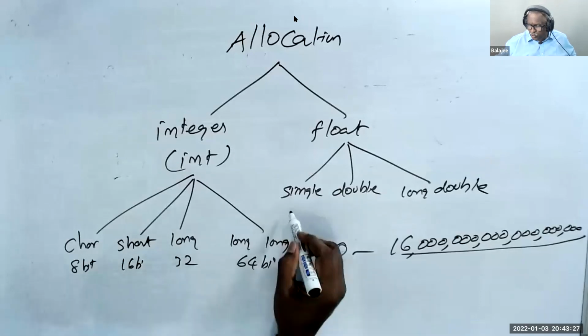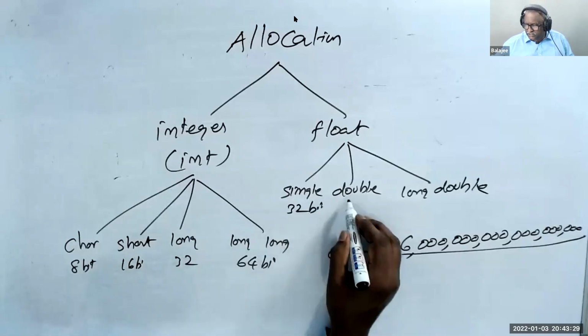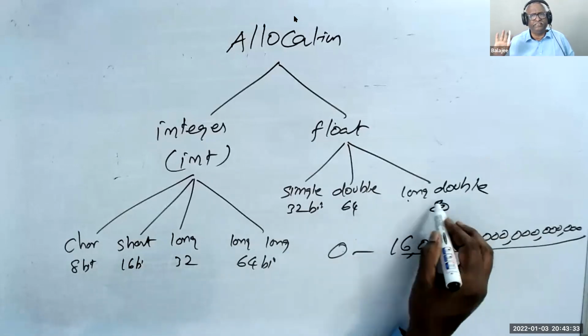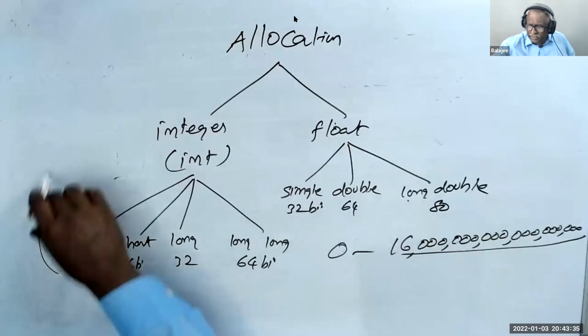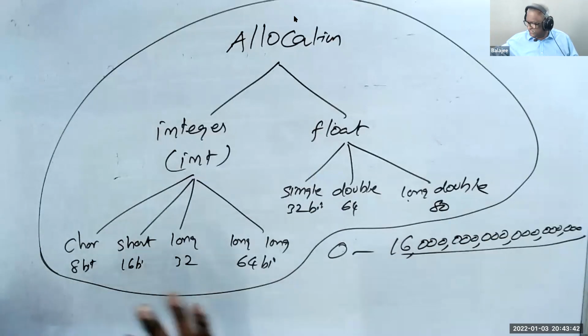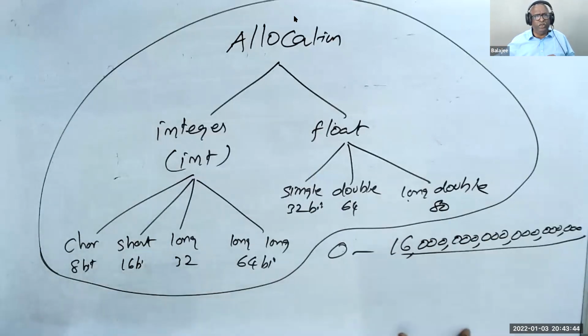And single is 32-bit, double float is 64-bit, long double is 80-bit. That's it. Totally, this is all about allocation. Never worry about how these are used. That we will discuss later. You will understand while we are doing programming. You will use it, but never get confused about allocation.